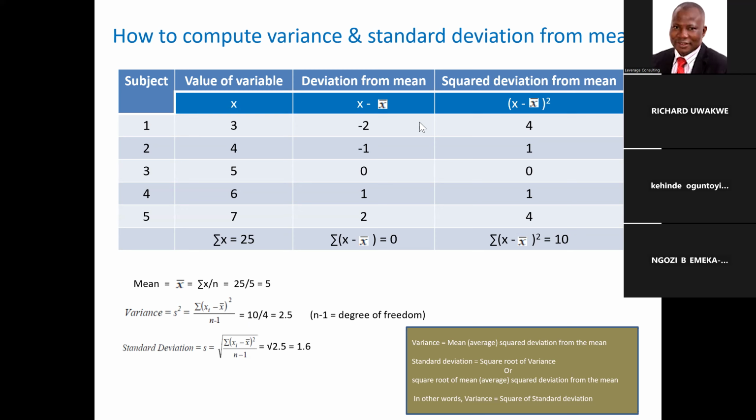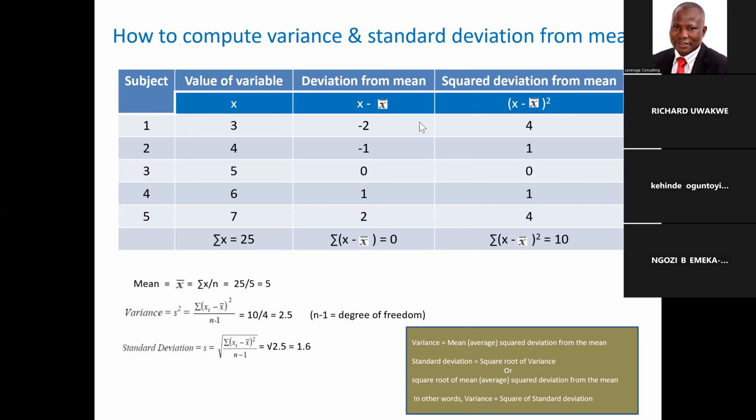We have arranged the values in ascending order: 3, 4, 5, 6, 7. That is the x. If you add everything together, it gives you 25. That's sigma. When you see sigma x, it means addition of x, 25. To calculate the mean, you take the sum of x, which is 25, over n, the sample size, which is 5. So that gives you 5. So the average distance among them is 5. Now, that is the measure of central tendency.